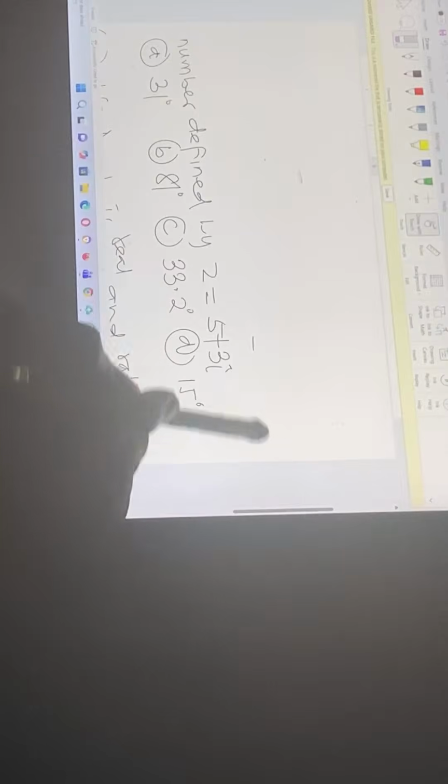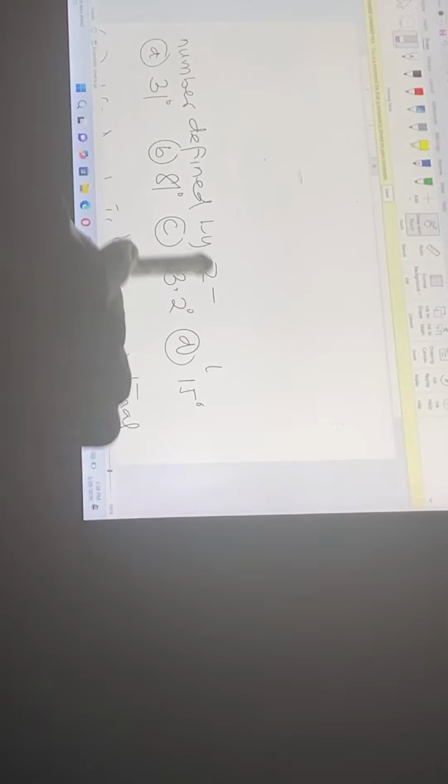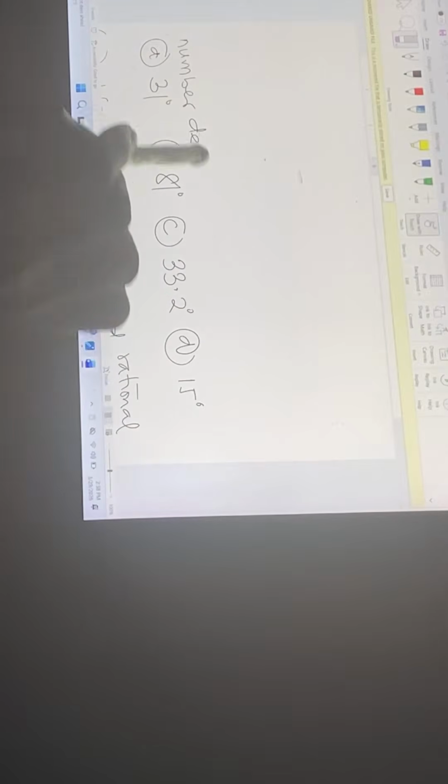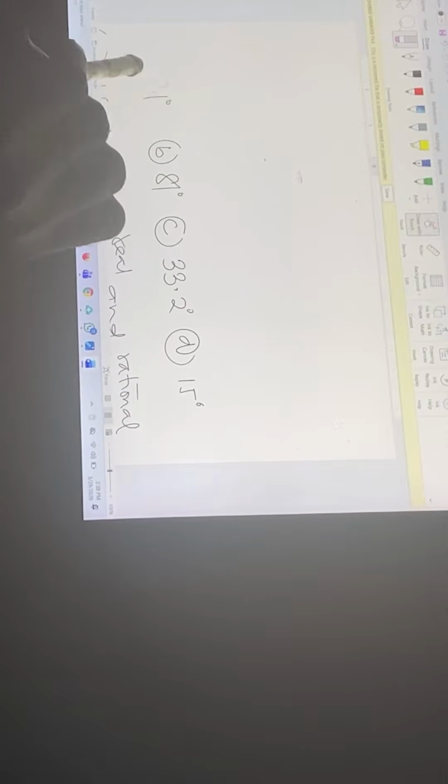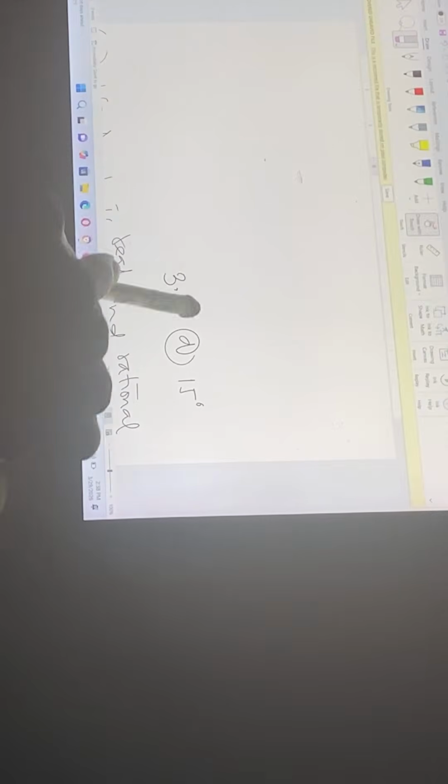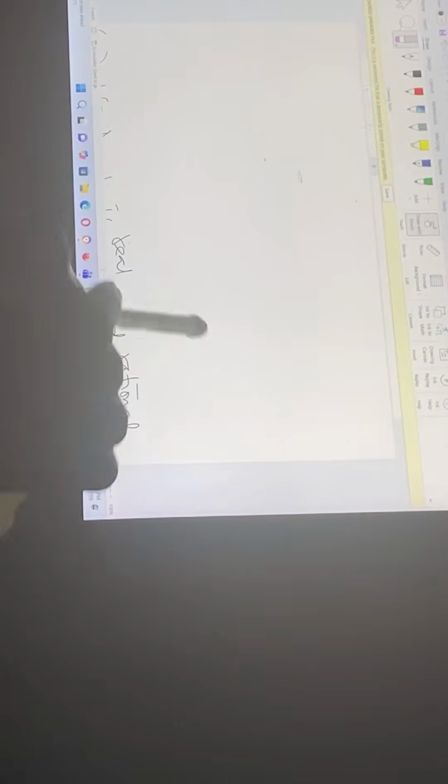Also, make sure you know your composition of a function, inverse of a function, domain and range of a function, relation, domain and range of a relation. Please, very important. Now, let's solve this question here.